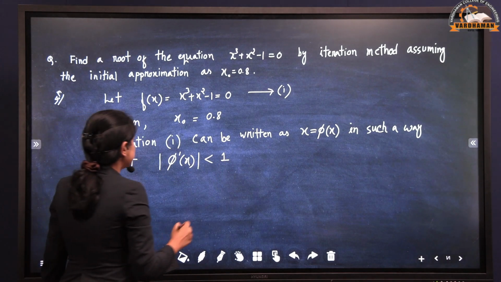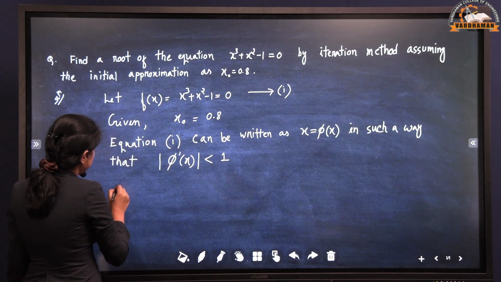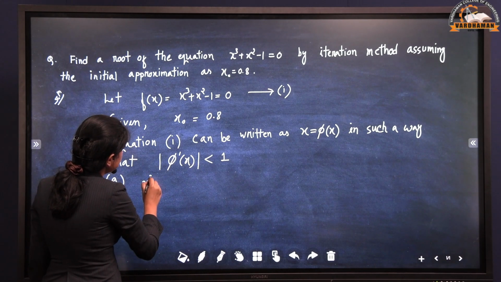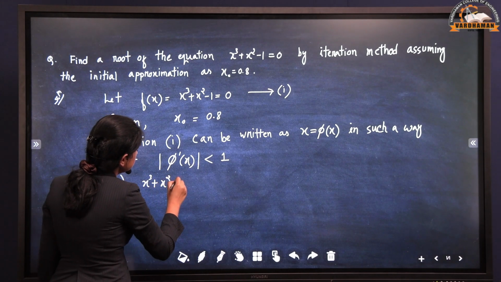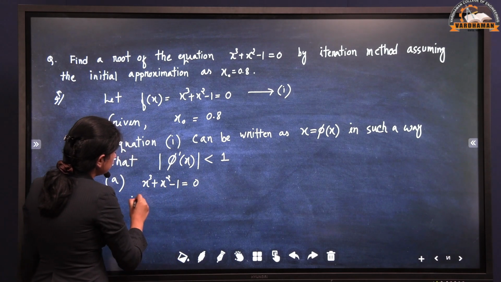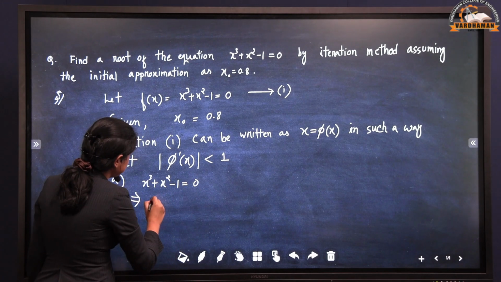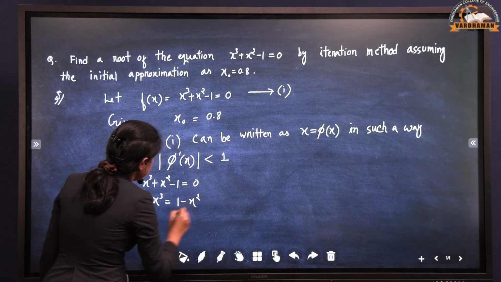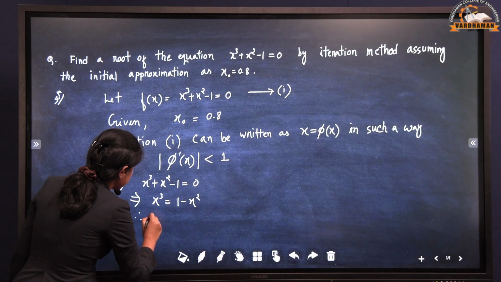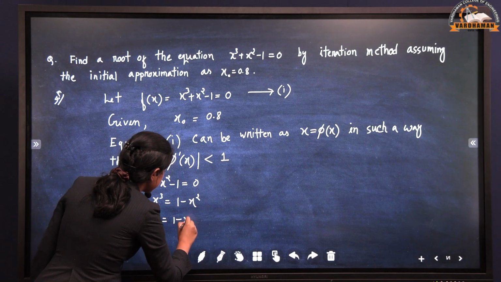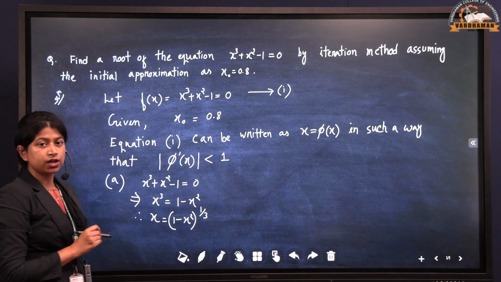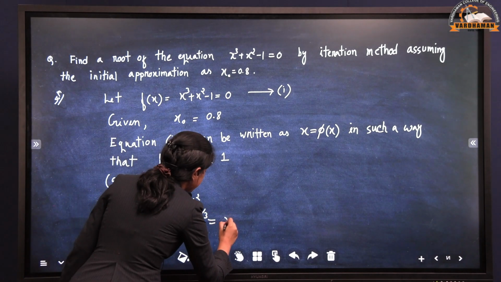So how can we write equation 1? First of all, we have x cube plus x square minus 1 equal to 0. From here we can keep x cube this side and on this side we can write 1 minus x square. So we get x is equal to (1 minus x square) power 1 by 3. So this is in the form x equal to phi(x).